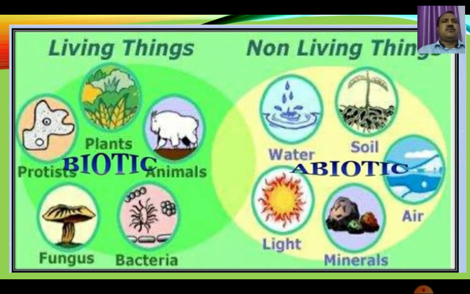Living things means the biotic part of the natural environment, and the non-living things are part of the abiotic. Plants, animals, fungus, even bacteria and small microorganisms all come under the living things. The non-living things, that is water, land, minerals, light, all come under the non-living things.